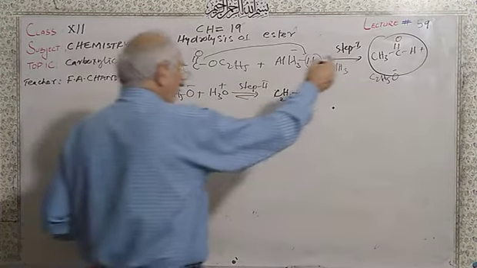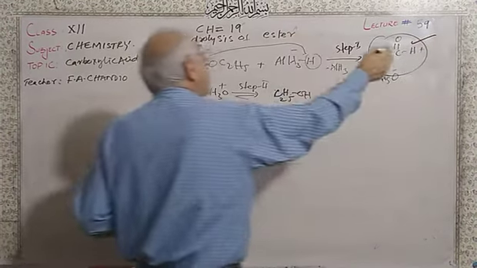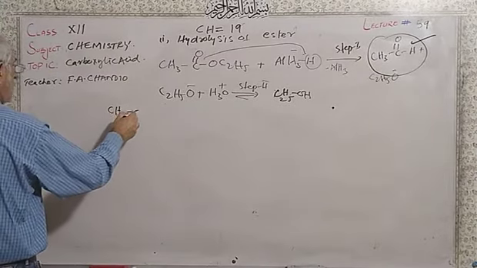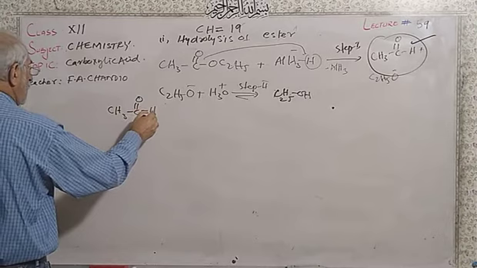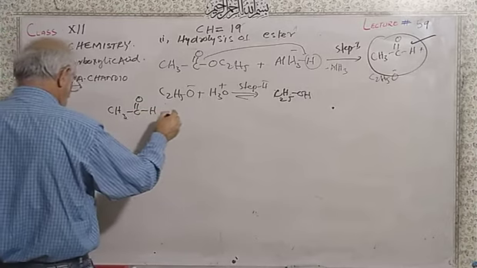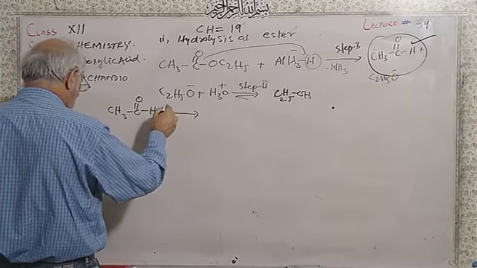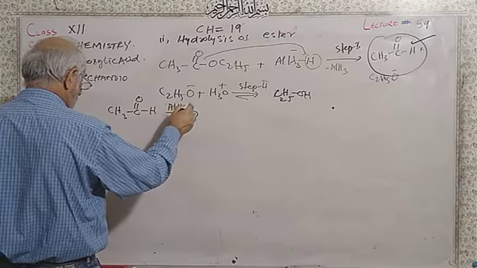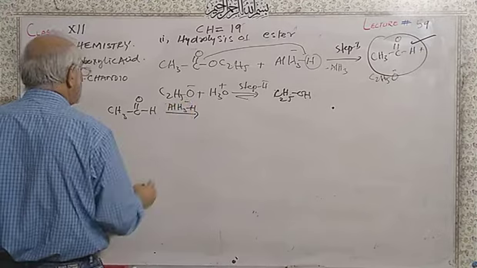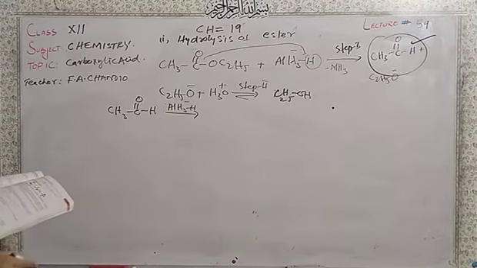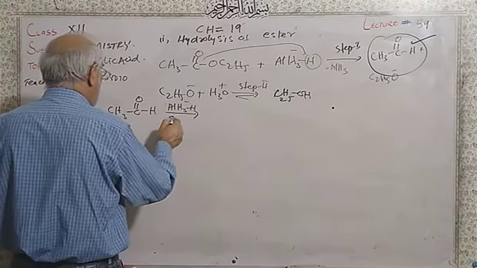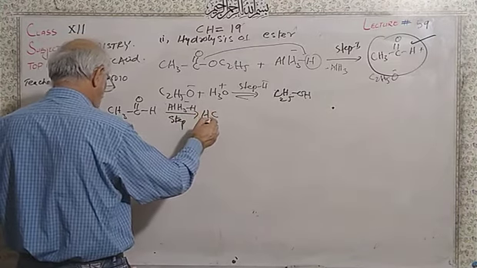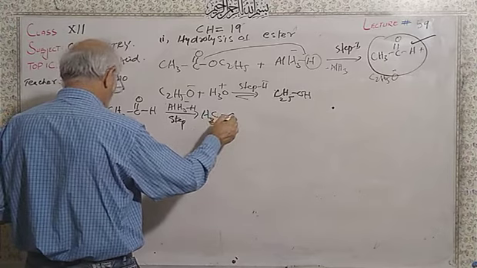Then there is the formation of aldehyde. This is the aldehyde here. So this aldehyde is going to again react with the reducing agent. So what happens? You will get the intermediate product, CH3 and C.